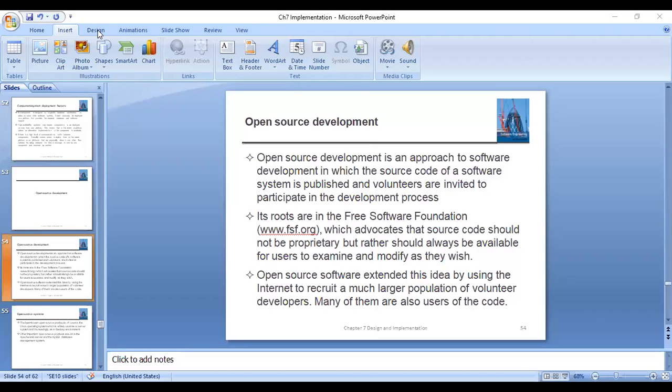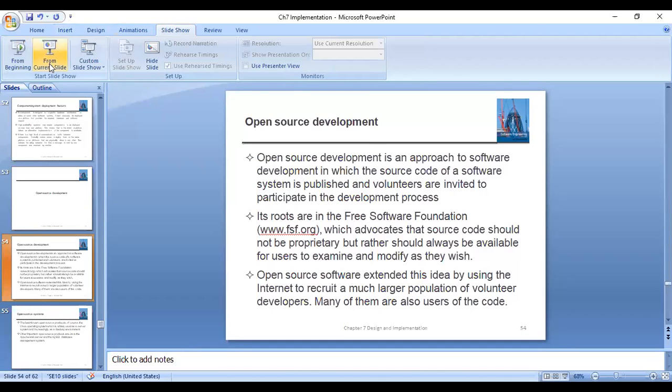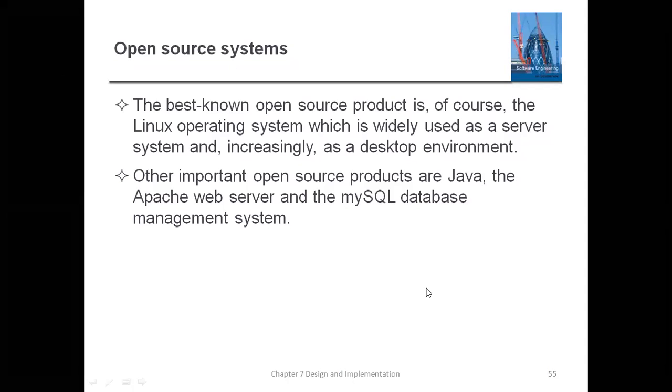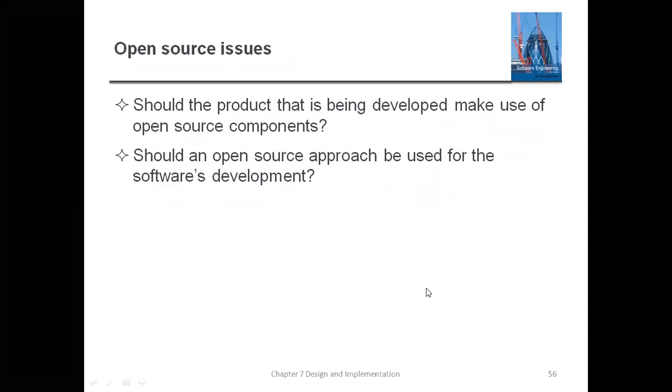Yes. So the next thing is, everywhere we can use all these open source systems. Moving towards the next one, you can see there are open source issues. Some of the issues are, should the product that is being developed make use of open source components? Because whenever we try to use some of the code, maybe it will not work out because it will be interrelated with some of the components, some of the library functions. So how do we utilize that kind of code?